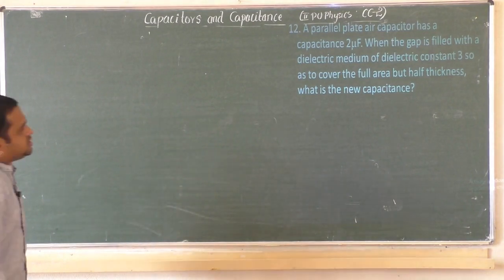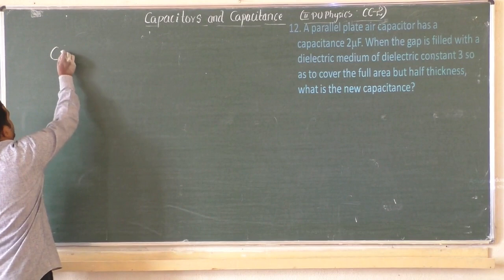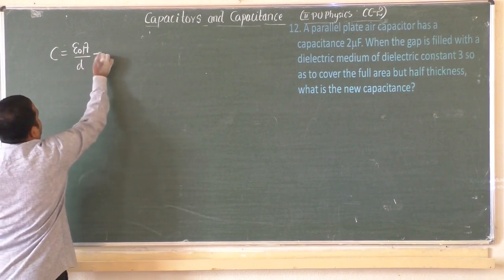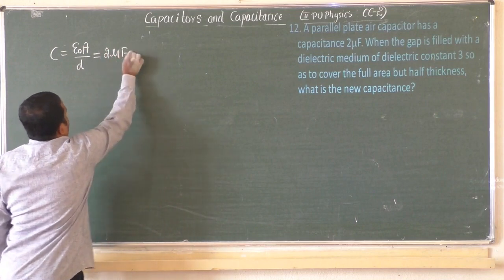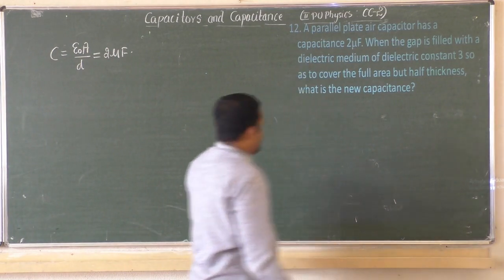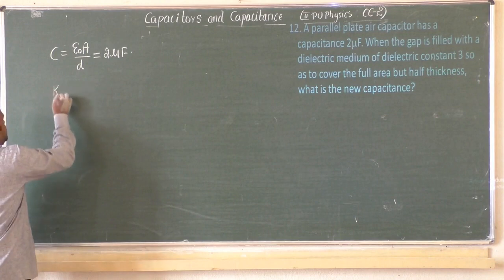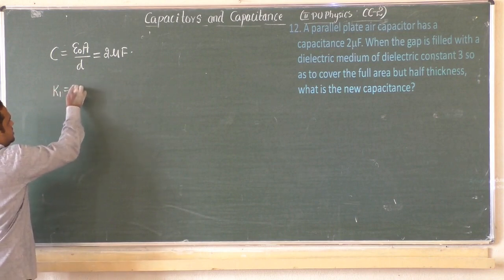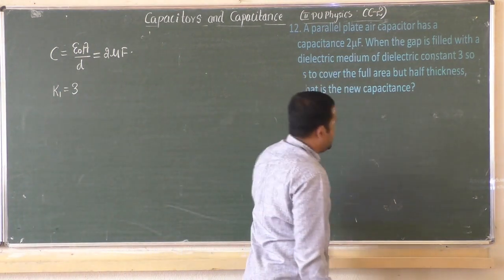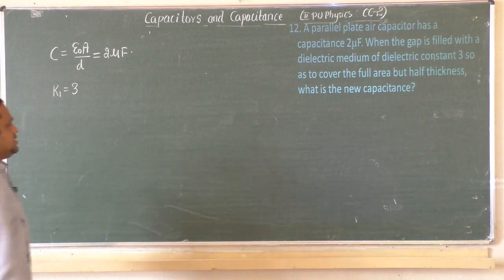A parallel plate air capacitor has a capacitance of 2 microfarad. Again, the starting sentence is the same. The capacitance of the air capacitor, epsilon naught A divided by D, is equal to 2 microfarad. When the gap is filled with a dielectric medium of dielectric constant K1 equal to 3, so as to cover the full area but half thickness.